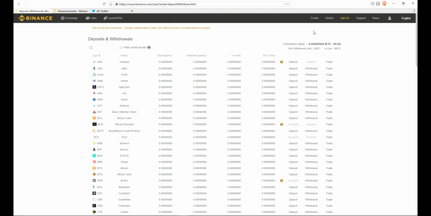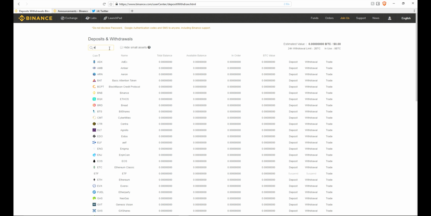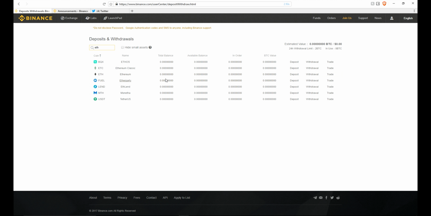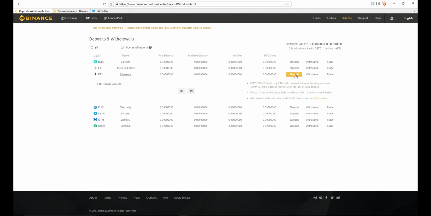From the deposit and withdrawals tab, you're going to look for whatever type of cryptocurrency you're going to be sending into Binance. So if you've got Uphold, then you're going to have either Bitcoin, or Ethereum, or maybe even the basic attention token. So if you have, for example, the basic attention token or any other one like Ethereum, then you would just go ahead and search for it, Ethereum, and you would go to the deposit, click that, and it's going to give you an Ethereum deposit address.